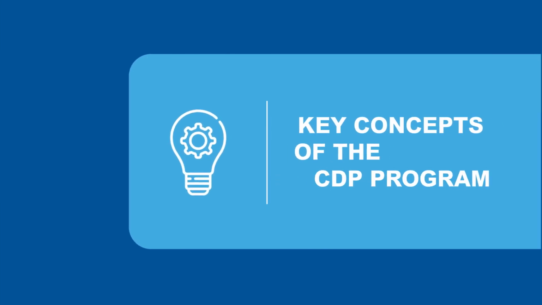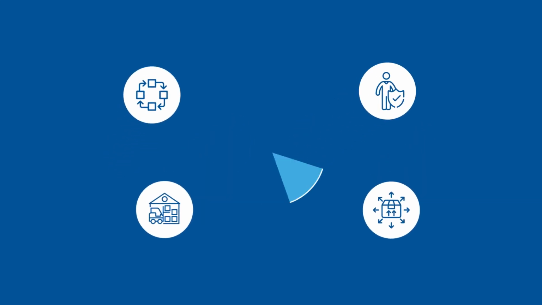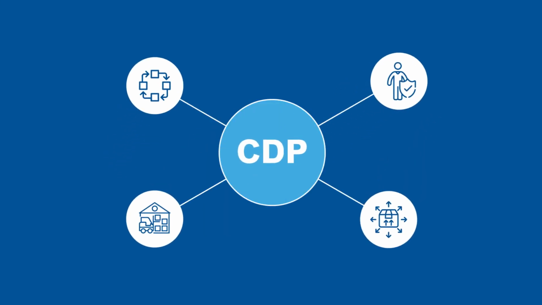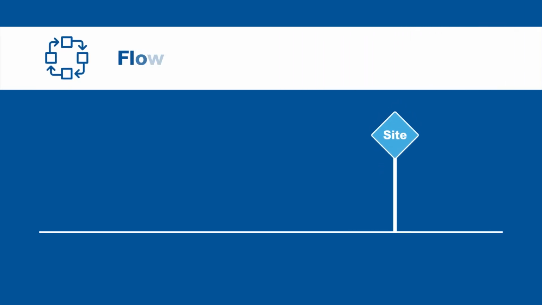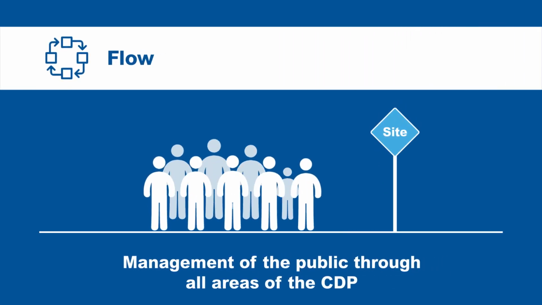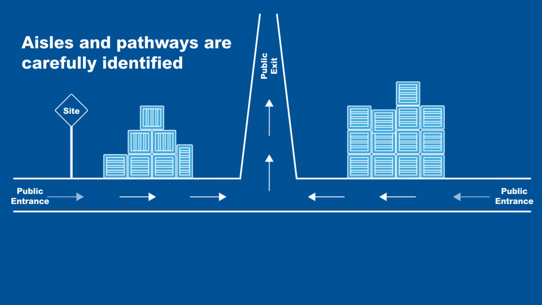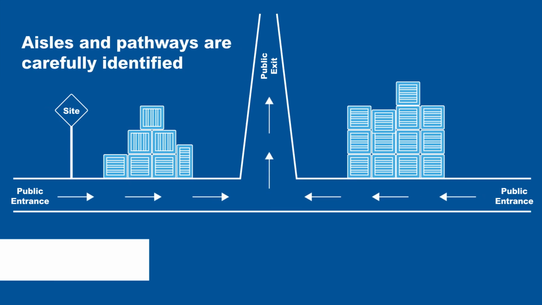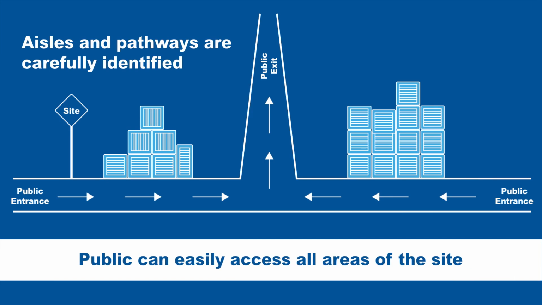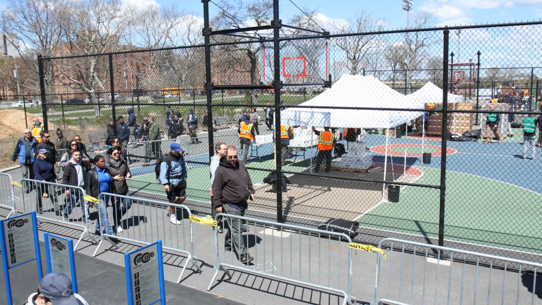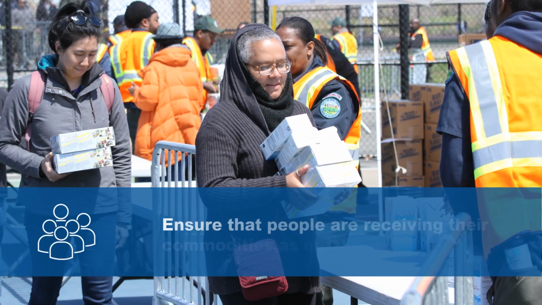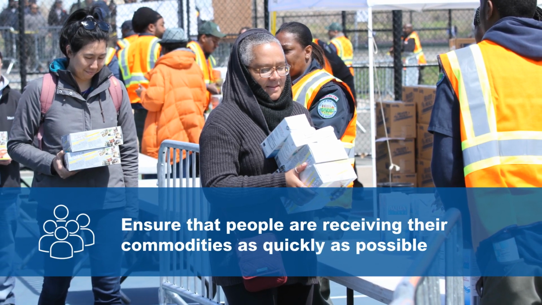Key concepts of the CDP program. There are 4 key concepts that allow the CDP program to run efficiently. The first is flow, which describes the management of the public through all areas of the CDP. It is important to make sure that aisles and pathways are carefully identified so the public can easily access all areas of the site. We want to keep an orderly line of customers to ensure that people are receiving their commodities as quickly as possible.